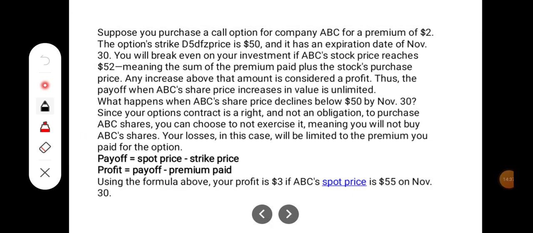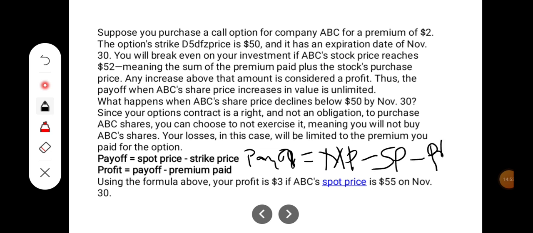Okay, see here, payoff is equal to what? Market price minus strike price minus premium. That you should always remember. Okay, payoff is equal to market price minus strike price minus premium. If in the problem they have given the lot size, then multiply by lot size. Okay, you should always remember this in your mind.